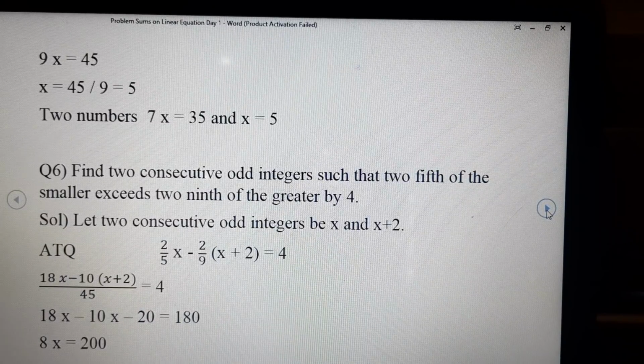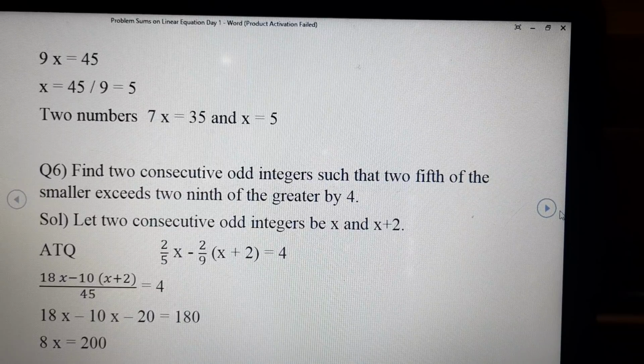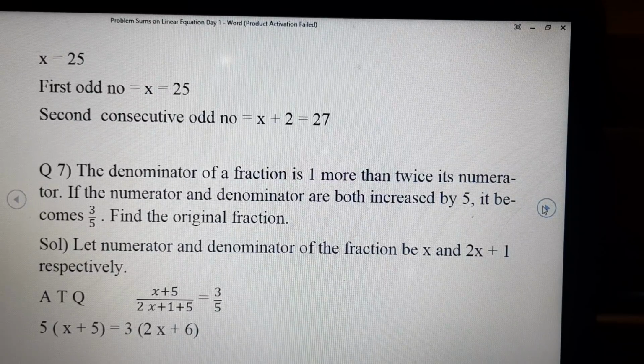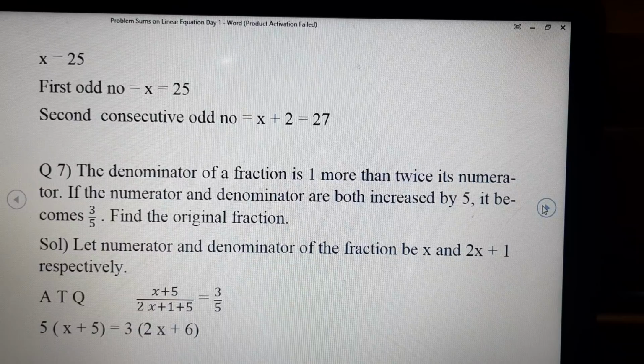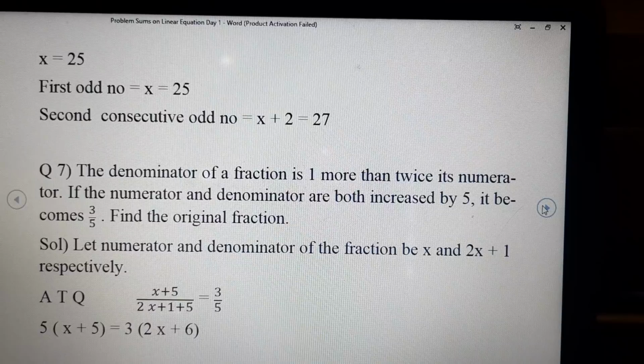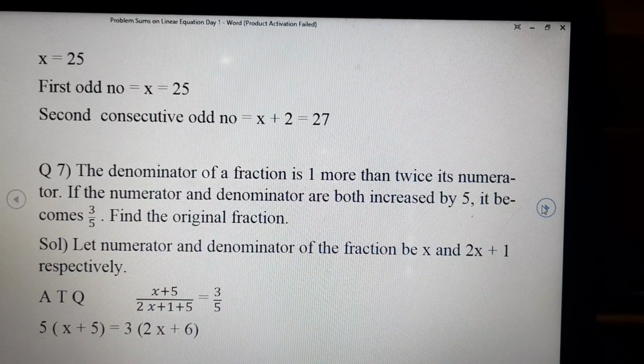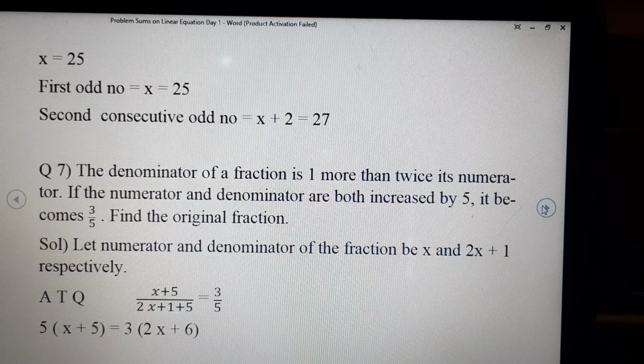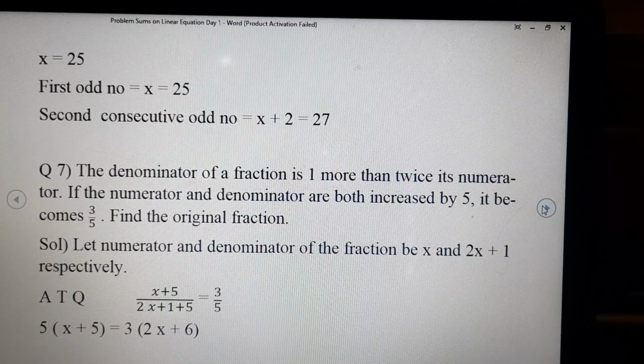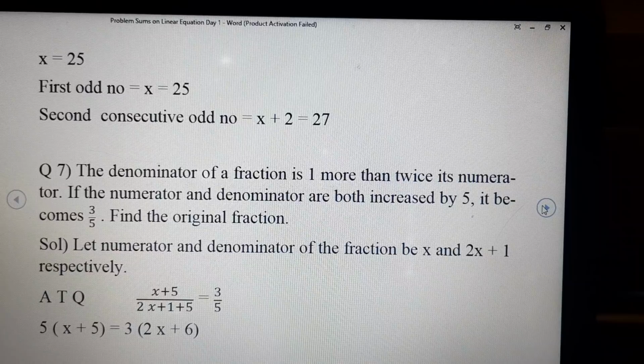If we will solve, we will get 8x is equal to 200 and value of x is 25, but x is not our answer. First odd number is x, that is 25, and the second odd, or we can say consecutive odd number, will be equal to x plus 2, that means 25 plus 2, 27. Clear? Moving on to the next question.